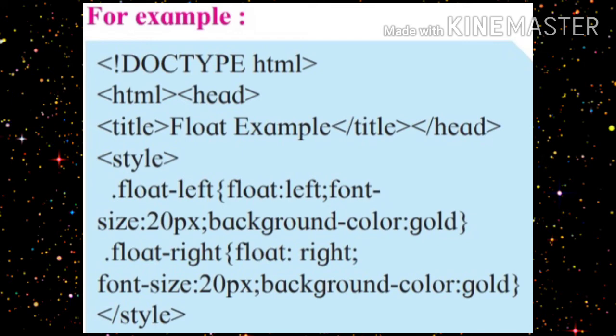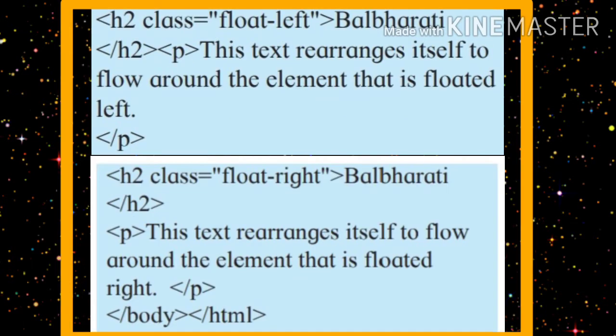This example shows 2 properties, float left and float right, with the help of class. Now use the float left class in the h2 tag, where the content is Bal Bharti. Now the float right class is used in the h2 tag, where the content is also Bal Bharti. After completion of the program, run it on the browser and see the output.